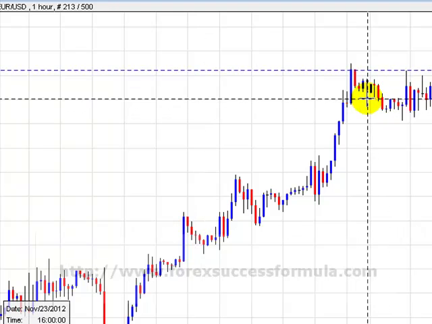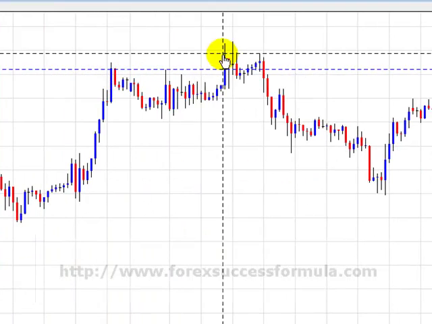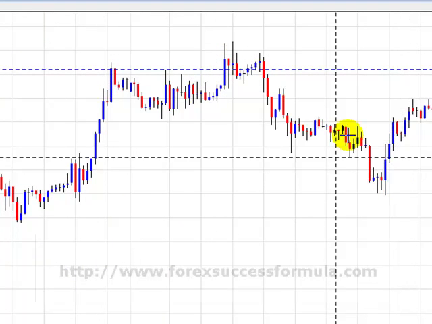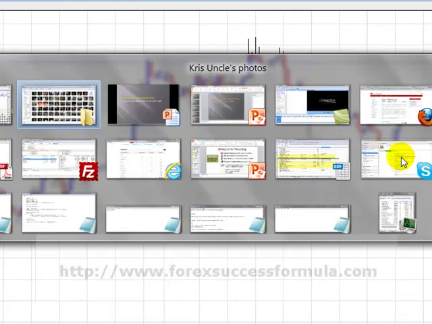Should you enter the trade here? Should you exit the trade here? Should you exit here? Or should you exit here? There has to be a reason. So this is one basic component which should be there.